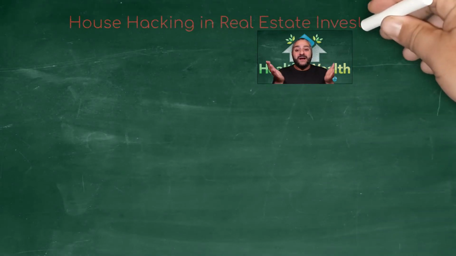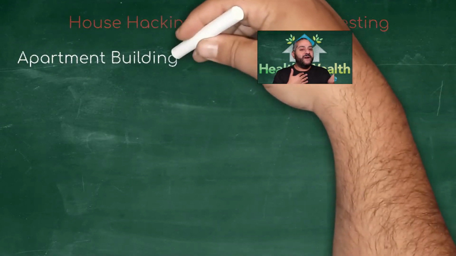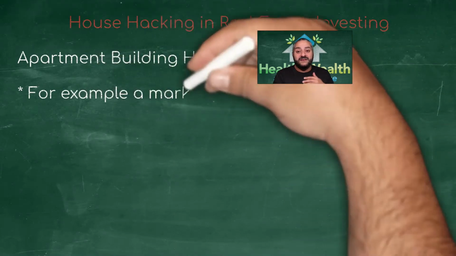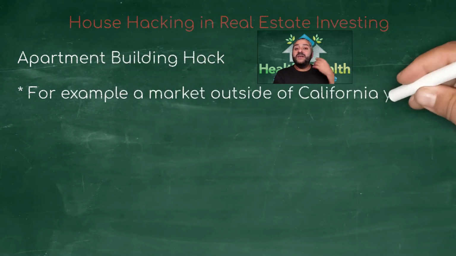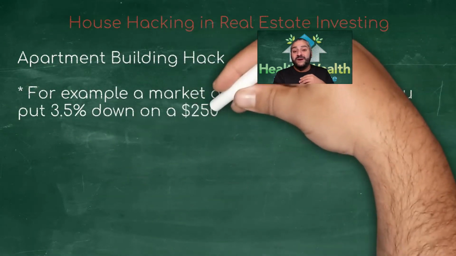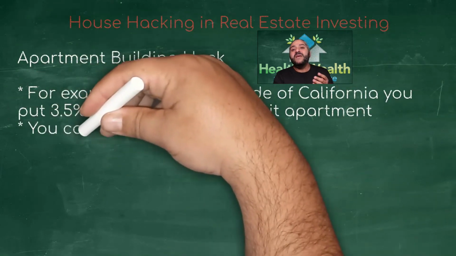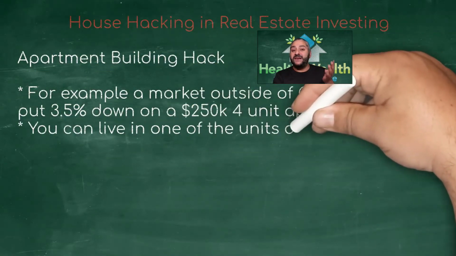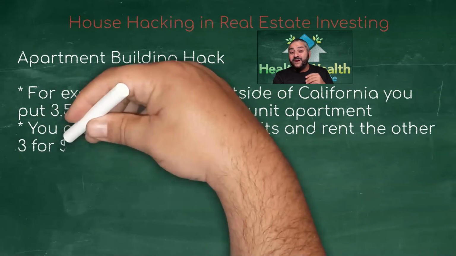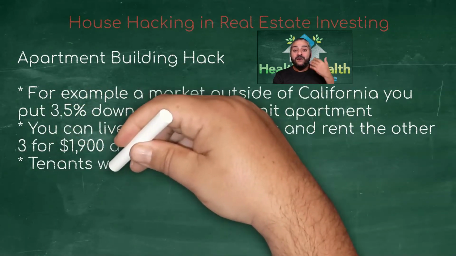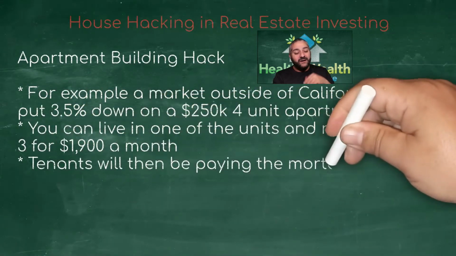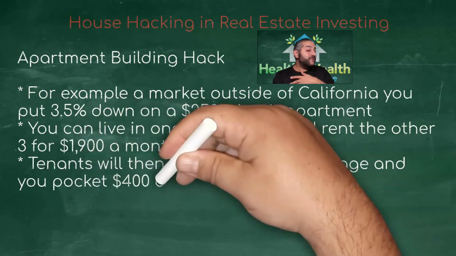Apartment building hack. For example, a market outside of California, you put 3.5% down on a $250,000 4-unit apartment. You can live in one of the units and rent the other 3 for $1,900 a month. Tenants will be paying the mortgage and you pocket $400 a month. Over time, the tenants will have paid all the mortgage and you get to pocket all that money as future passive income for the rest of your life.